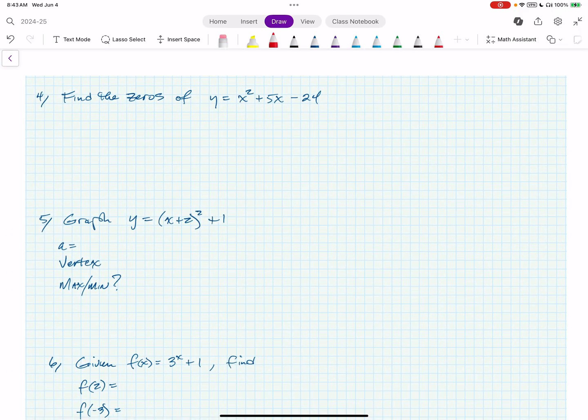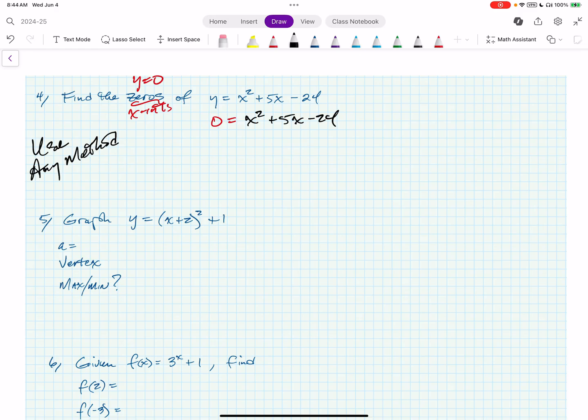Okay, number 4, find the zeros. Okay, zeros are when y equals 0. These are called x-intercepts, and you find x-intercepts or zeros by setting y equals 0. So that's exactly what we're going to do. So here, I'm going to substitute 0 in for y and then solve for x here. Now, you could solve for x any way you like. You can factor, you can complete the square, you can use the quadratic formula. So you could use any method you like.